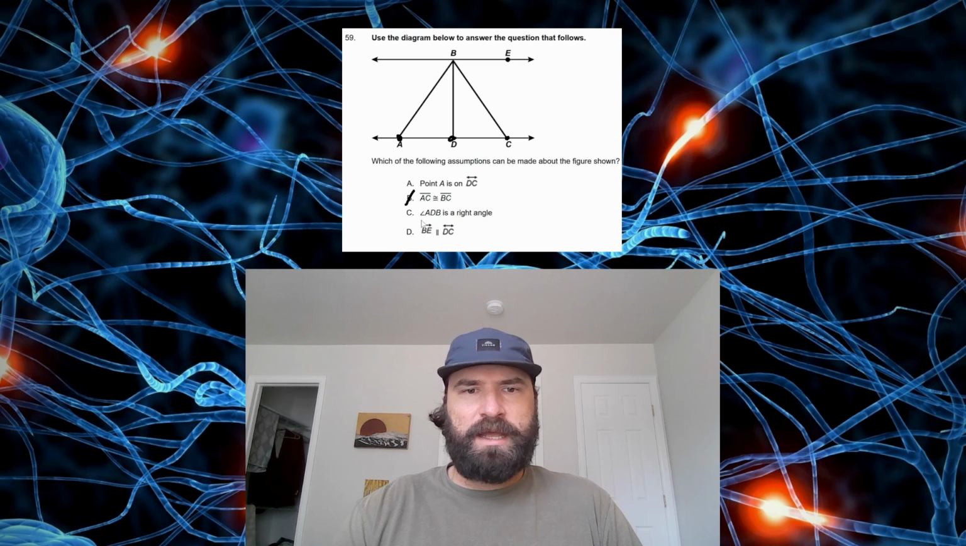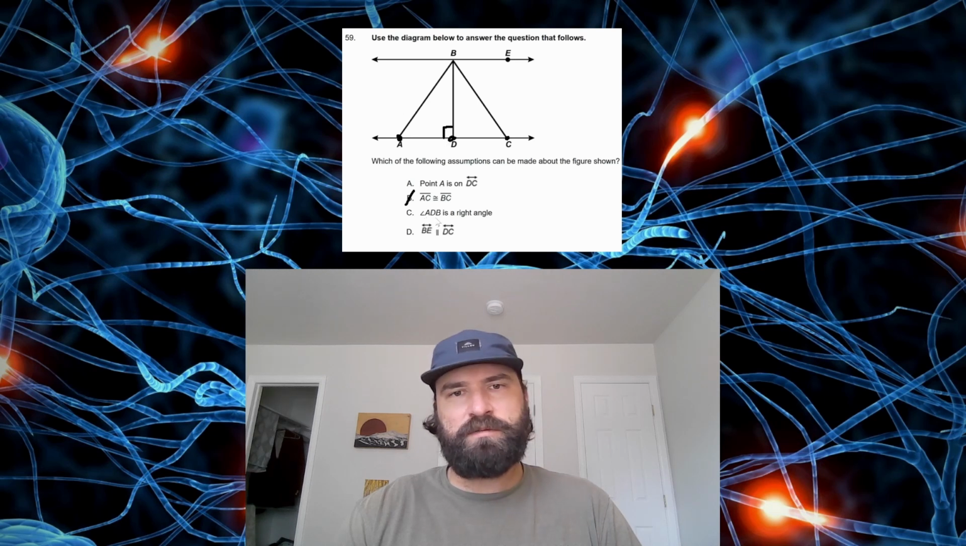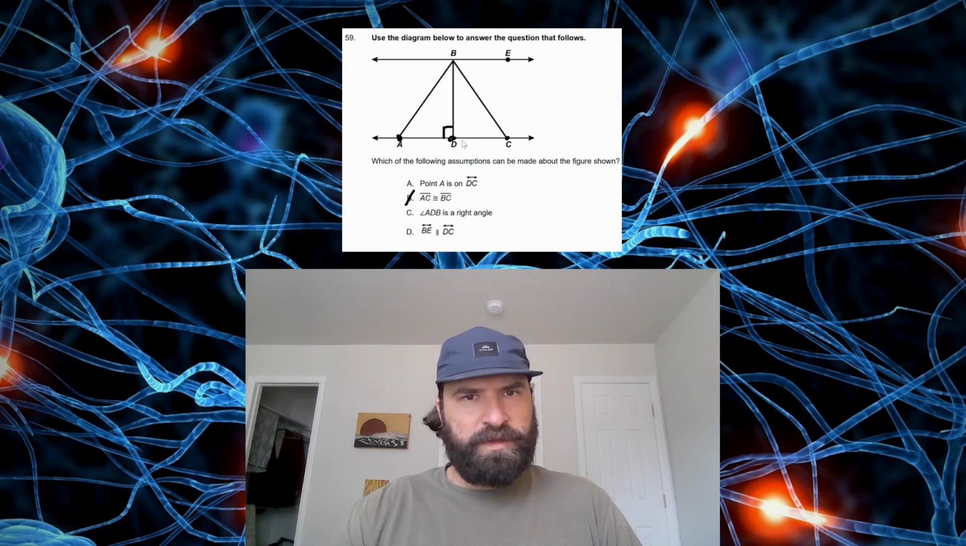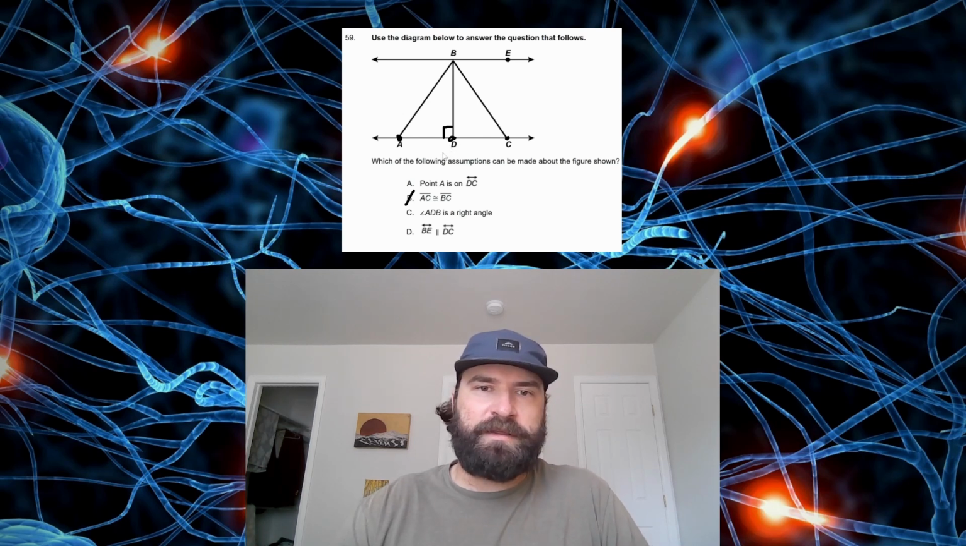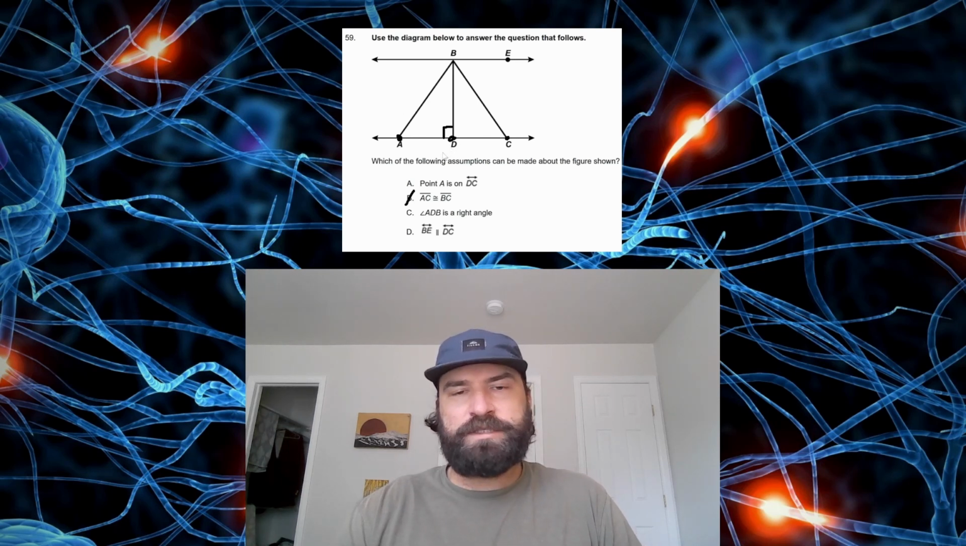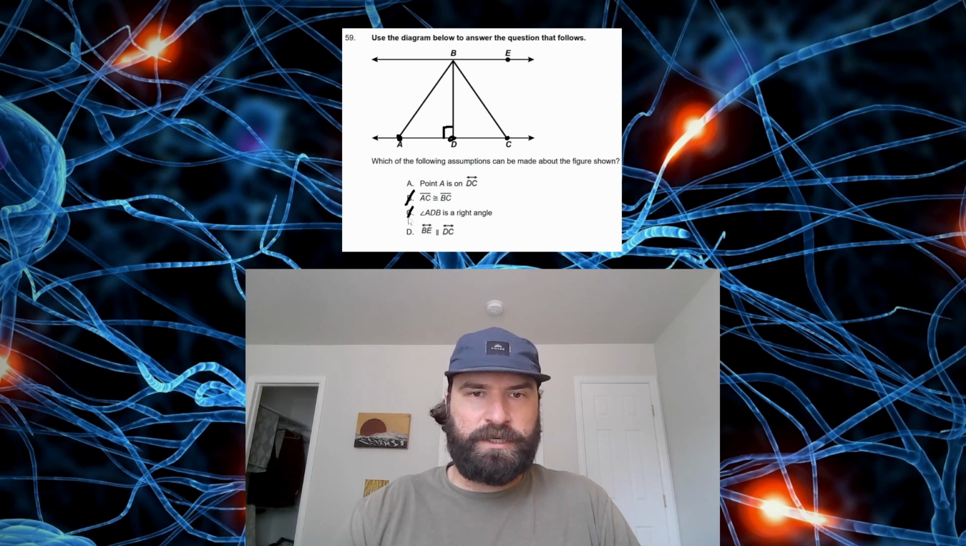It's also saying angle ADB is a right angle. So from A to D to B, the middle letter is always the letter where the angle is. So this angle is at D because it's ADB and D is in the middle. So that would be assuming that that is a right angle. There's nothing in the picture that's telling us anything about that angle. It does look like a right angle. It could be a right angle, but they're not telling us anything that could lead us to that assumption, so we can't make that assumption. So I think C is not working either.